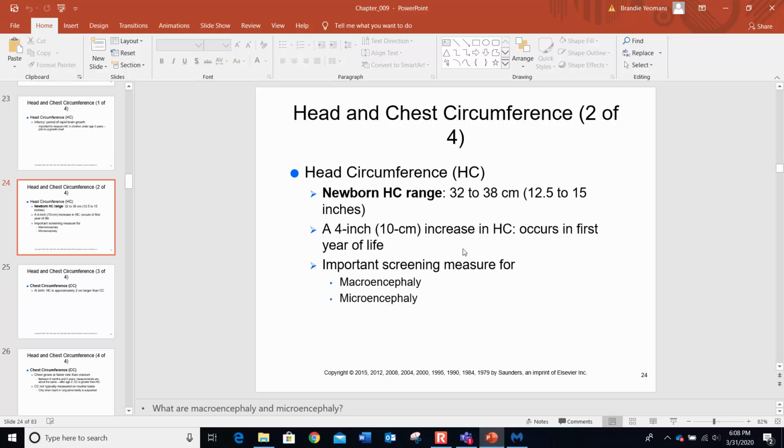So you're thinking, okay, well, what is the norm? Because some kids, they look like they have larger heads than others. So the normal range is between 32 to 38 centimeters, and we are going to measure in centimeters for the head circumference and the chest circumference. There is about a 4-inch increase in head circumference within their first year of life, which is pretty impressive. So we're going to be measuring this to see if they have either macroencephaly or micro. Do y'all remember those prefixes for terminology? I sure hope so. So that's big and small. Big and small.